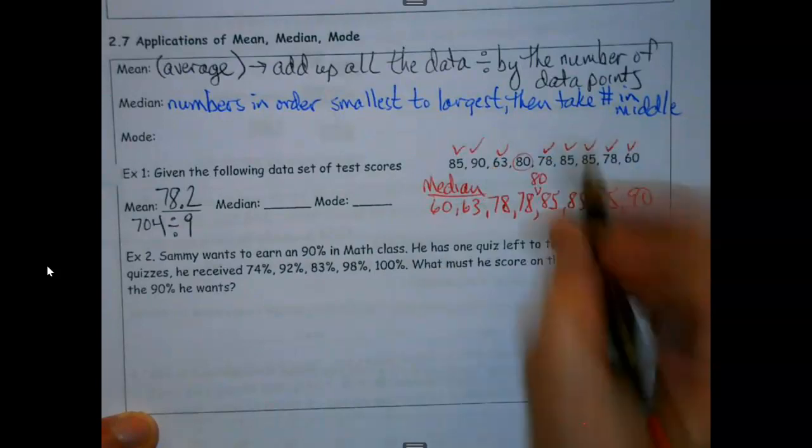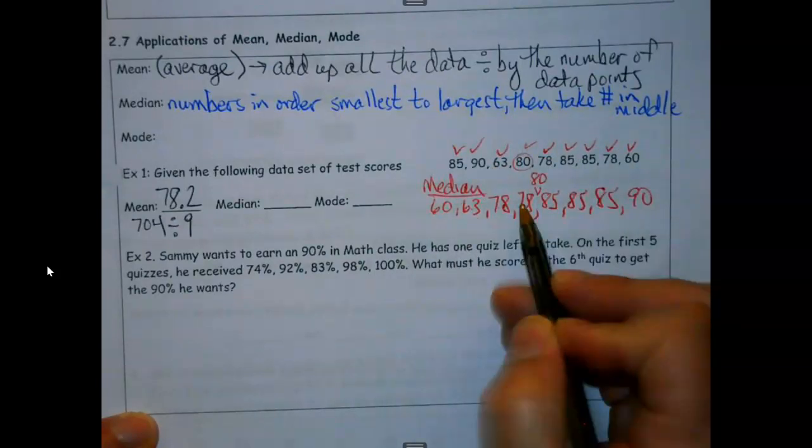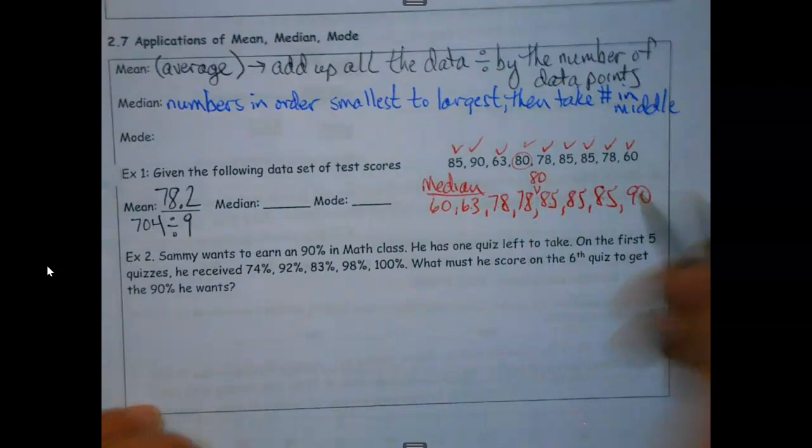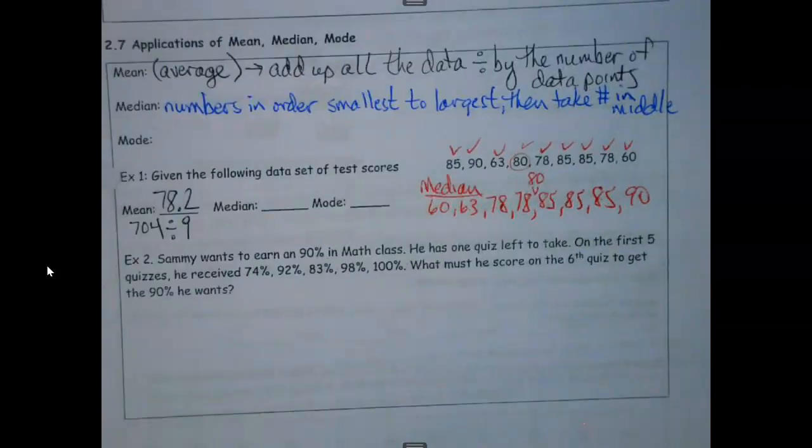Okay, let's make sure we got them all. 1, 2, 3, 4, 5, 6, 7, 8, 9, just like we did when we had the mean before. Okay, so yeah, I gotta make sure I get them all, and then I don't just lose one, like I almost lost 80 there.